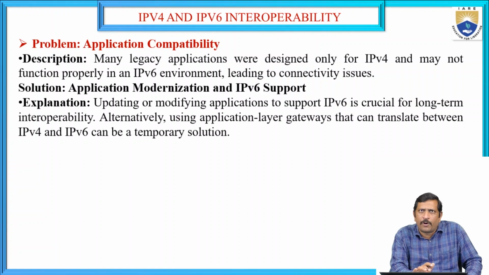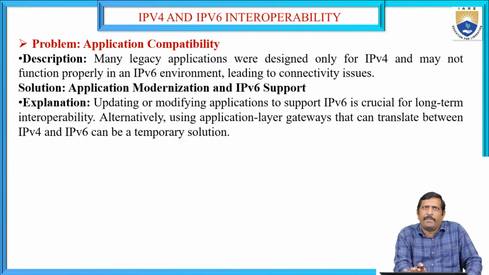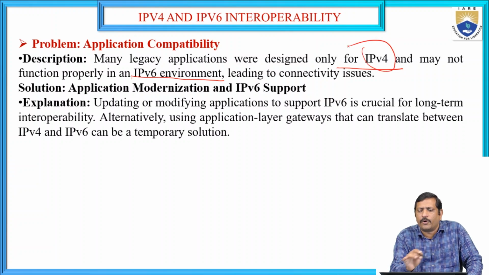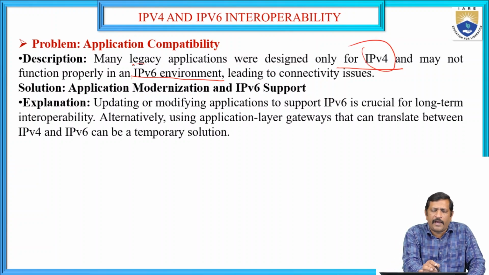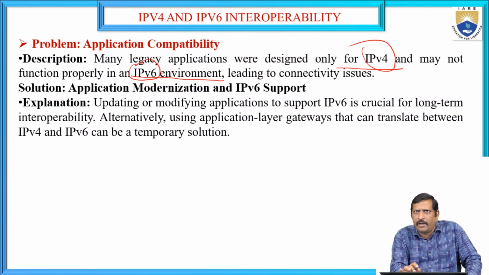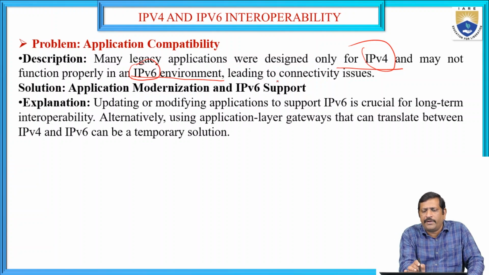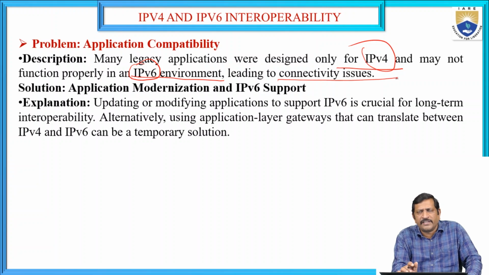And next, the problem is application compatibility. Application compatibility means many applications are designed only for IPv4 and may not function properly in an IPv6 environment. The applications you designed support only the IPv4 protocol, which does not support the IPv6 protocol environment. Some connectivity issues will arise. Now we can't establish the communication. So these are the issues.